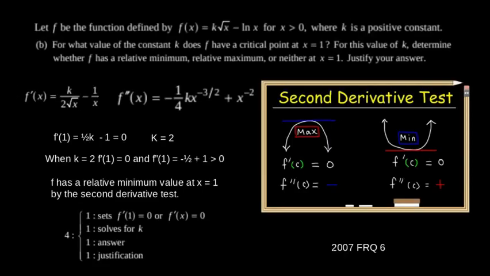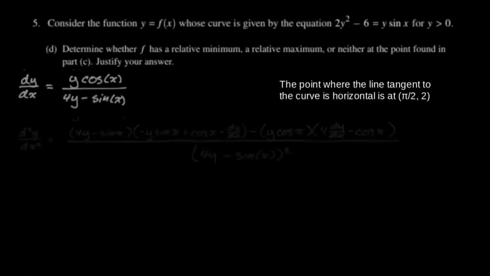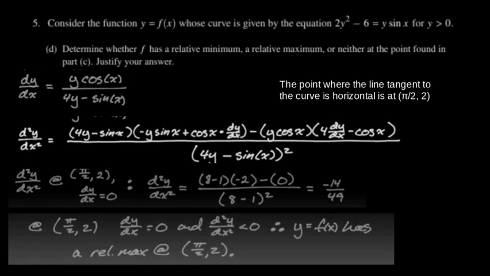And if we go back to C, you see f double prime when it's less than 0 would be a concave down relative max. So that would be completely right.